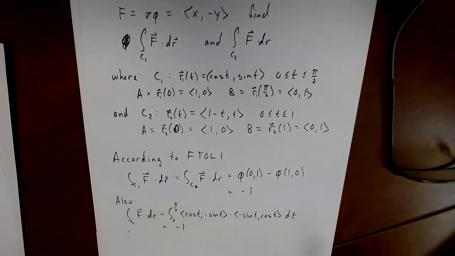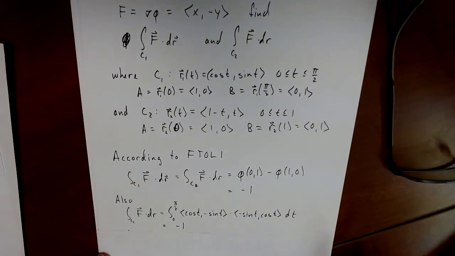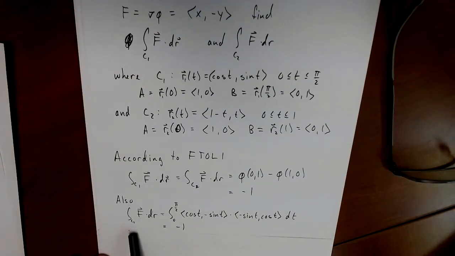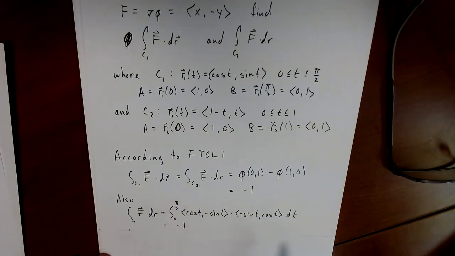But I'm going to do it the long way. I'm not going to do all the steps, but I'm going to set it up according to 15.2. So on C1, t goes from 0 to pi over 2. F with r of t plugged in is (cosine t, negative sine t). R prime of t is (negative sine t, cosine t). And when we do that dot product and then do that integral, we get negative 1.